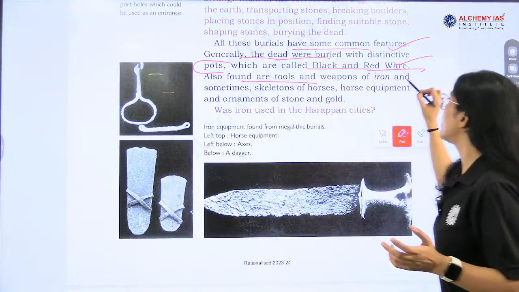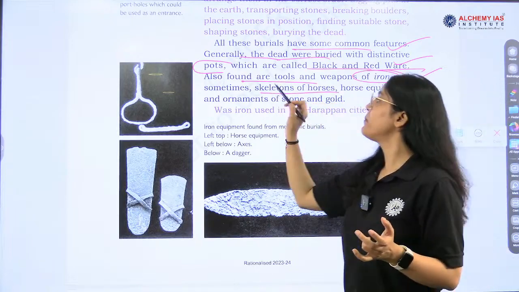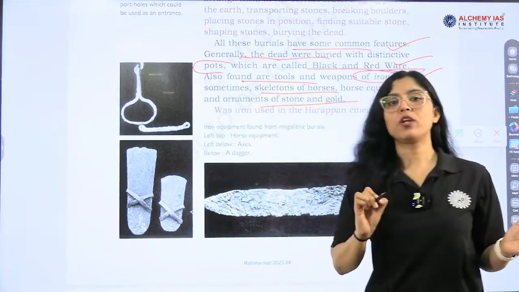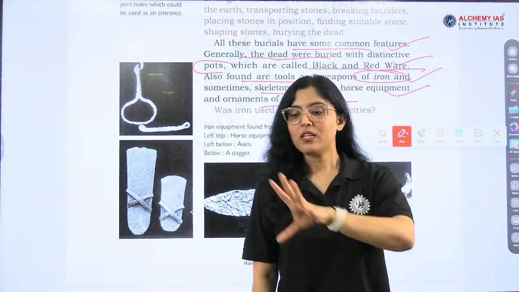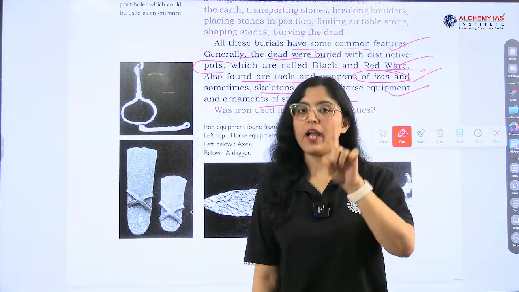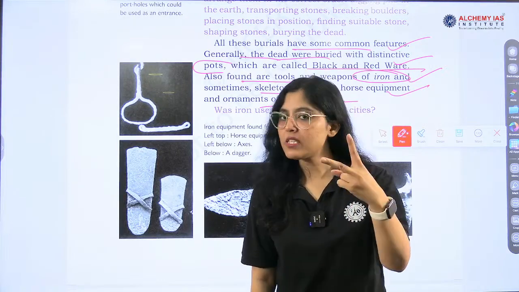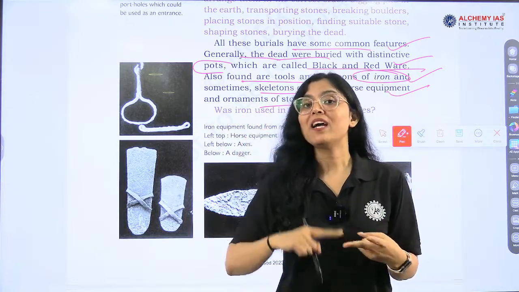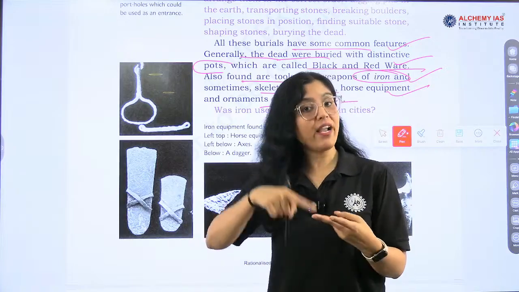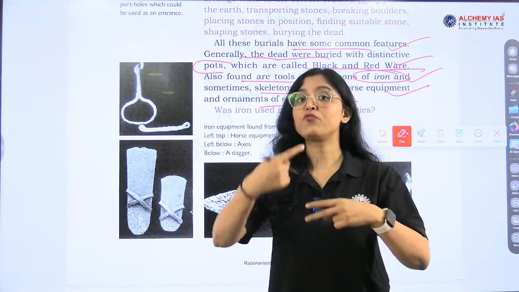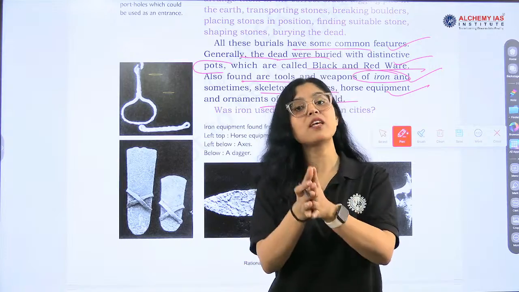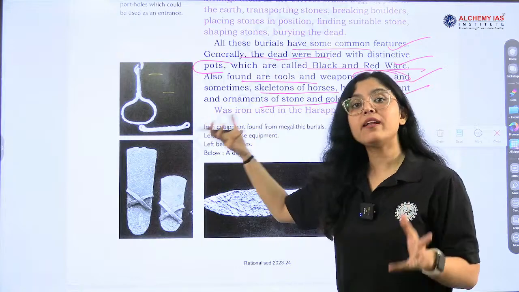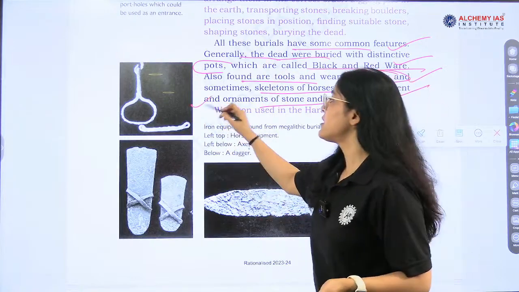Also found are tools and weapons of iron, sometimes skeletons of horses, horse equipment and ornaments of stone and gold. So we know that Harappans were not aware of iron or horses, but this is telling us that megalithic people were aware of iron and horses, because we have found evidence, and this is how we construct the history. Skeletons of horses and iron implements have been found. This is how we know.